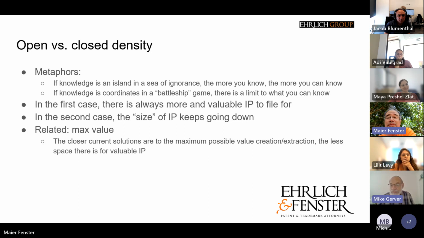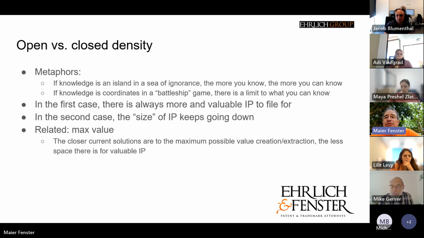I don't know if people still play it, but basically when you play Battleships, you choose a coordinate point and you press on it. There's a limited number of coordinates, and as you put down more points, the world becomes denser and denser until there's nothing left. And it means that in the first world, the value of the IP you can get, ignoring all other considerations, keeps on going up.